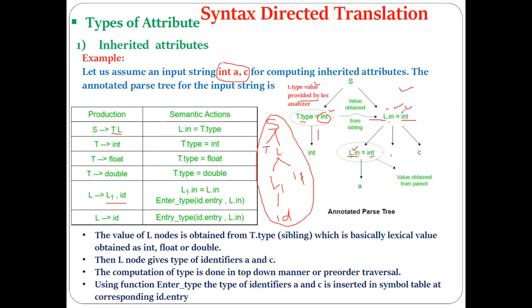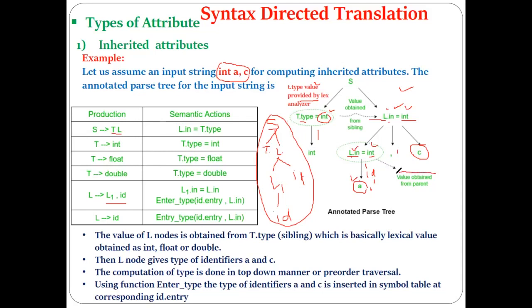So this L.in as a parent has the value int. That's why this child L.in will become the value int. Now for the id, we will write c and comma, then this L.in can again be written as a, or it can also be written like this: id, and id is nothing but a. Okay, and this is also correct.